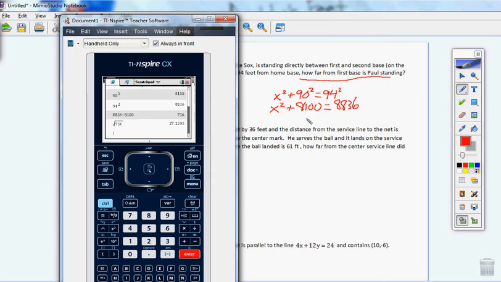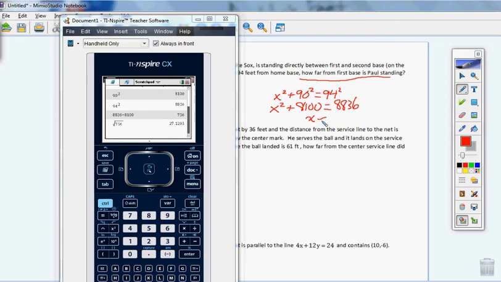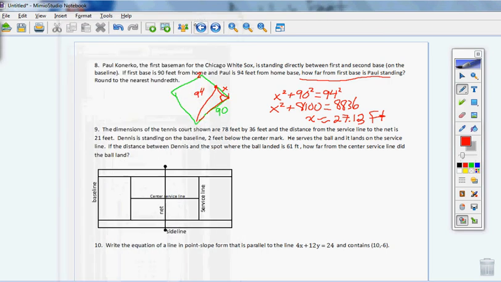Okay, so what we're going to find out here is that we are approximately 27.13 feet. I don't know if it's rounded to 2 decimals, but that's fine. Okay, so that's how far off of first base he would be. All right, so that is exactly how you would do that problem.